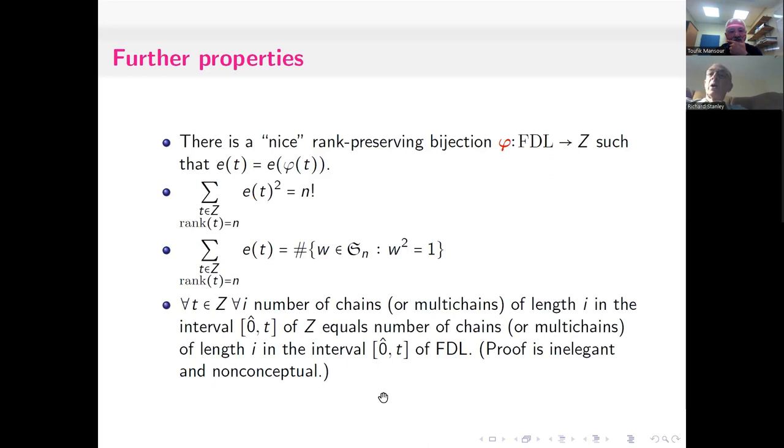Now, the proof I have of this result is an inelegant induction argument. So it would be quite interesting to find a conceptual proof of this result, a simple proof of what's really going on between these two lattices, that they have this amazing common property. And can this be generalized, this relationship between these two lattices?